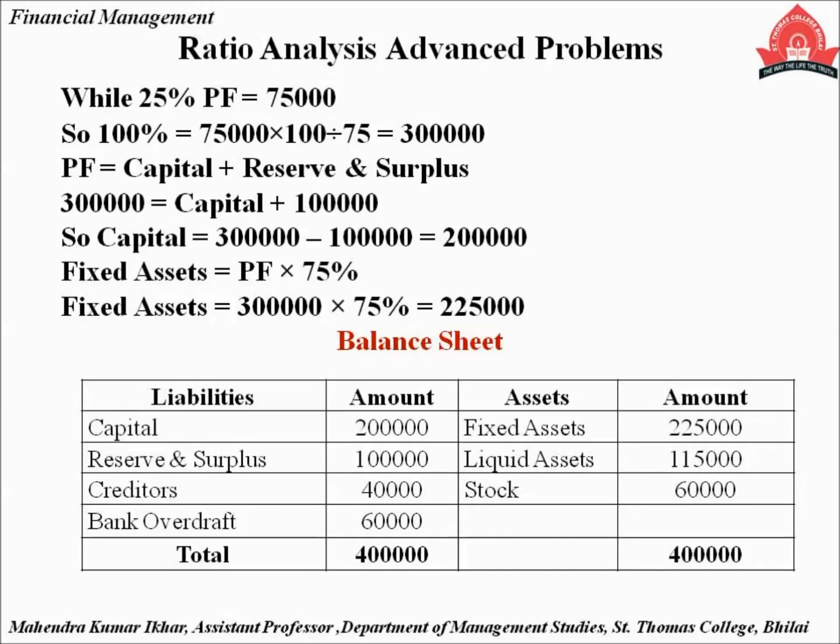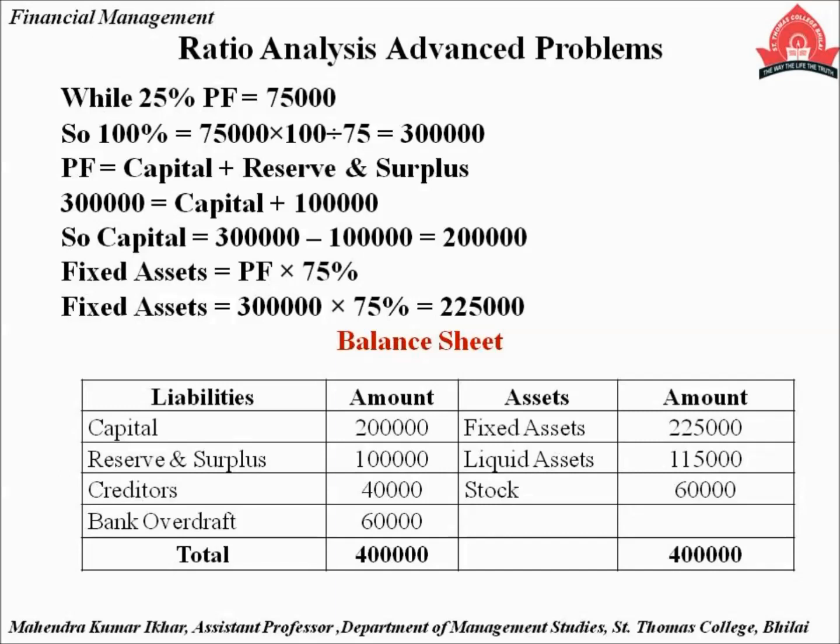While 25% of proprietary fund equals 75,000, 100% proprietary fund equals 75,000 into 100 divided by 25 equals 3 lakh. So we got total proprietary fund equals 3 lakh. Now proprietary fund equals capital plus reserve and surplus, and we have the value of proprietary fund and reserve and surplus. So capital equals total proprietary fund minus reserve and surplus, that is 3 lakh minus 1 lakh equals 2 lakh.